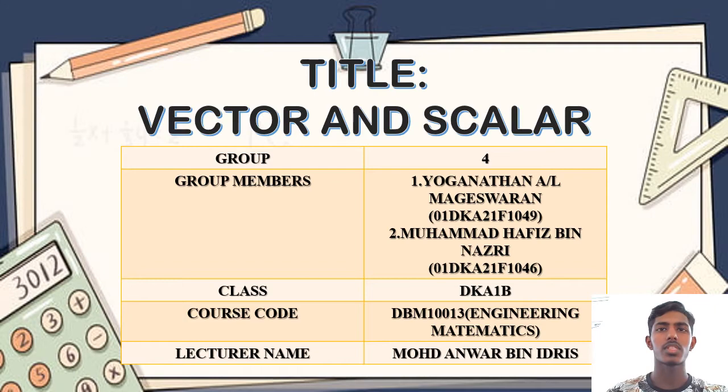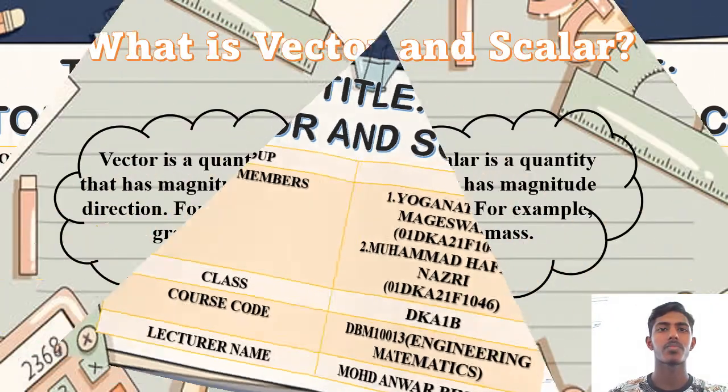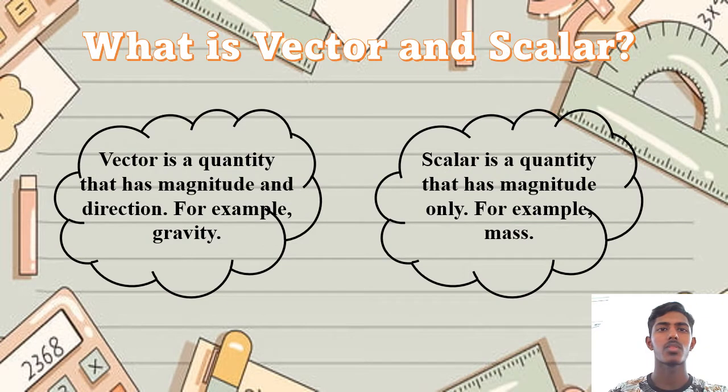Now we are going to see what is the vector and scalar. Vector is a quantity that has magnitude and direction. For example, gravity. Scalar is a quantity that has magnitude only. For example, mass. Scalar does not have direction.